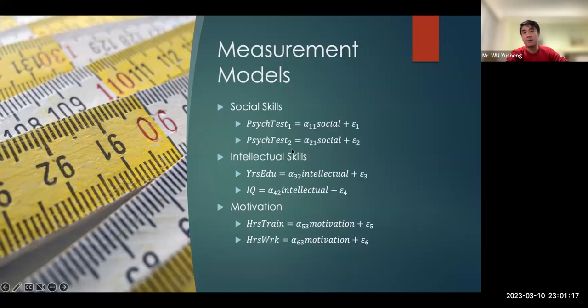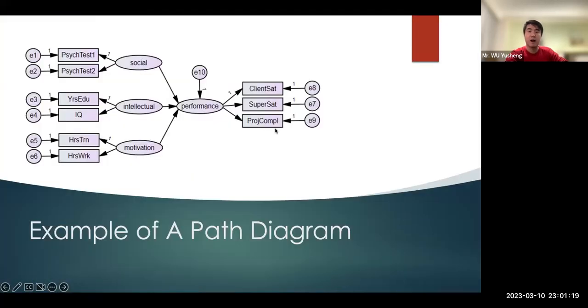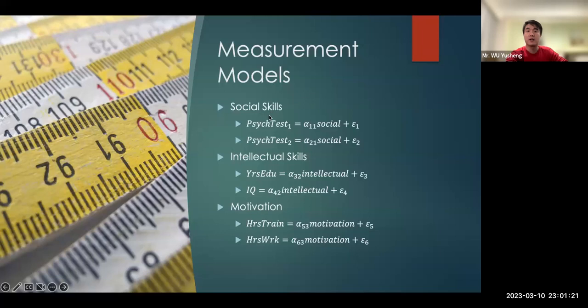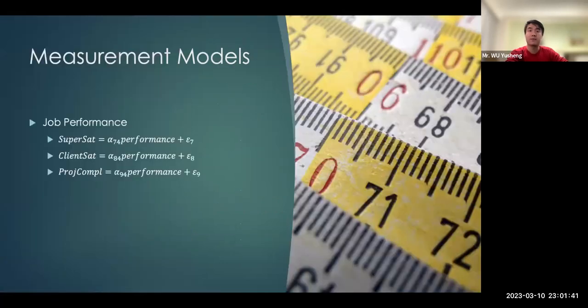So here's a mathematical illustration of the graph. Here we can see psychological test X is a linear combination of those F, those latent variables. Similarly, intellectual skills and motivation are also linear combinations of the latent variables. And we can see for each X, there is only one latent variable here, no longer multiple Fs as in EFA, okay?